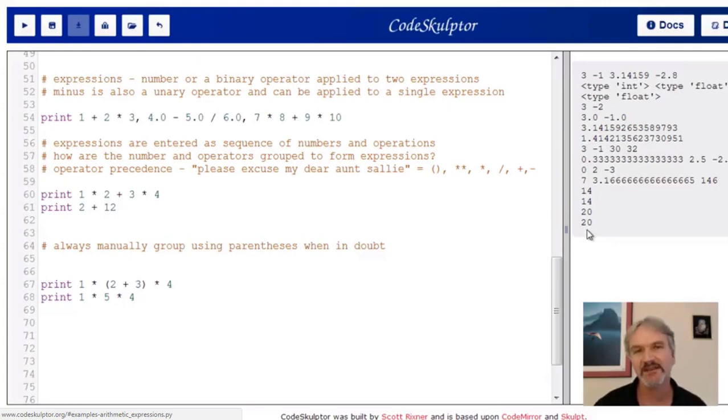So in practice, working with arithmetic expressions inside Python is very intuitive. It's really what you learned in middle school algebra. So I don't think you'll find anything too tricky here. So go ahead and take a shot at it.